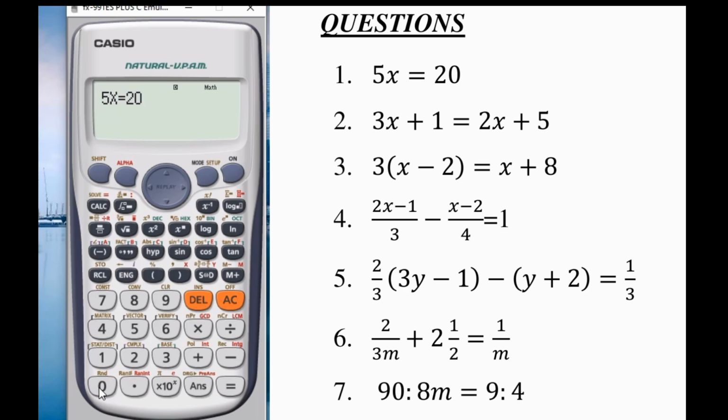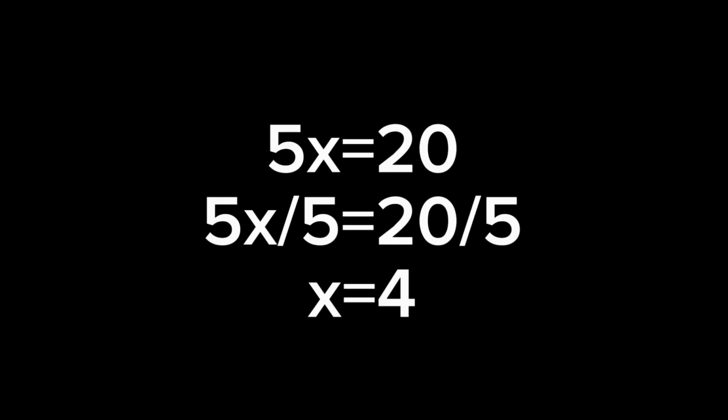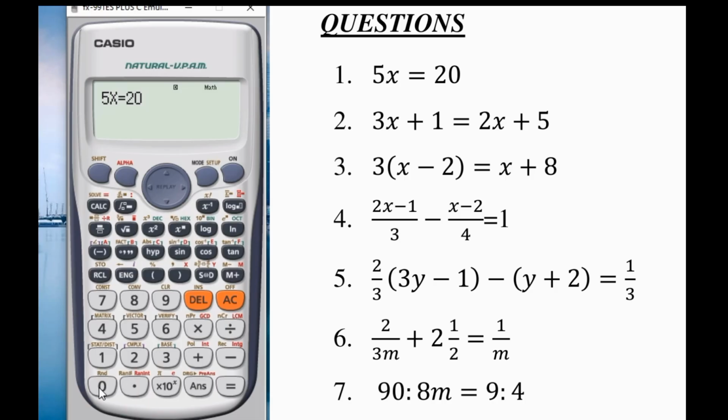What is left for us to do is to find the value of x. When you are solving this manually, what you have to do is to divide both sides by 5. After dividing both sides by 5, you can see that the value for x is equal to 4. So let us see if the calculator will give us the same answer.